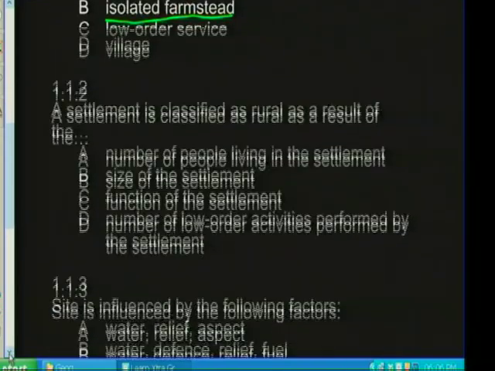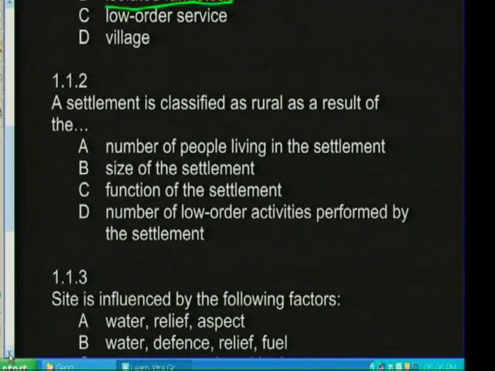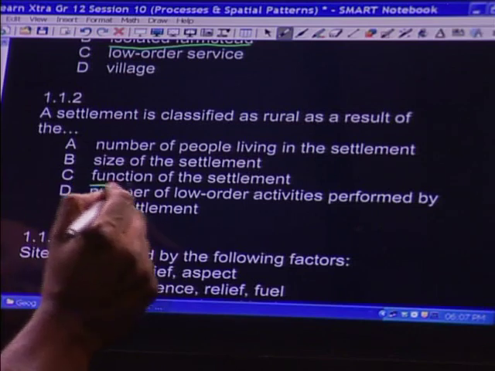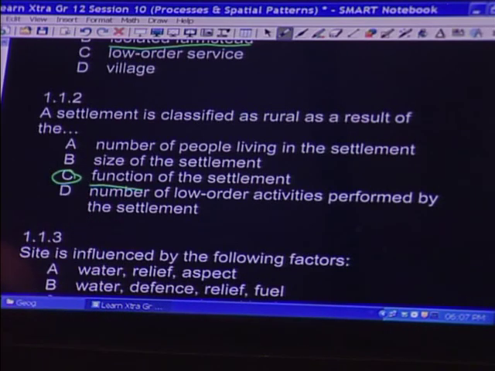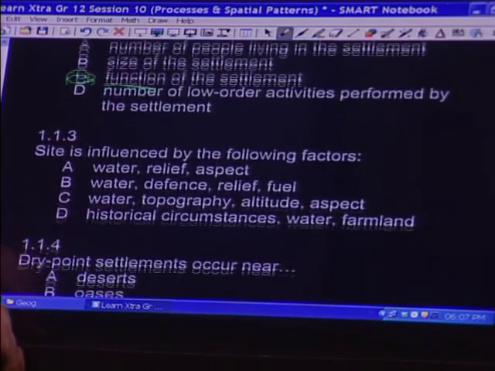Moving on to question 2. A settlement is classified as rural as a result of the: A, number of people living in the settlement, B, size of the settlement, C, function of the settlement, D, number of low order activities performed by the settlement. In this example, remember your keywords. And if you note, the function of the rural settlement is what's important. In this example, we refer to your primary activities and therefore unifunctional. Correct answer is C.